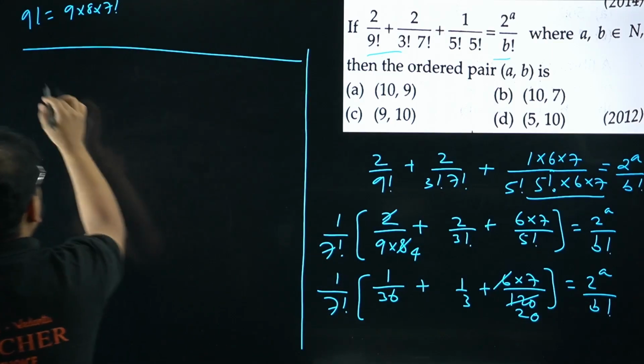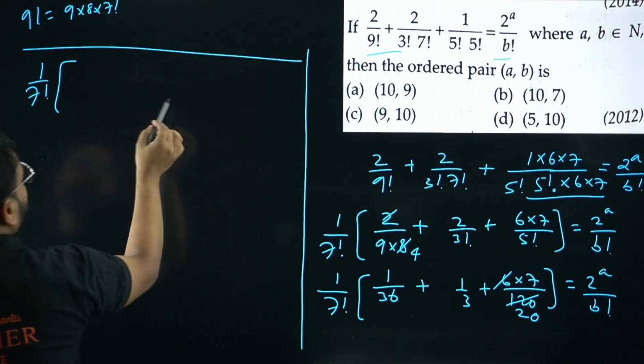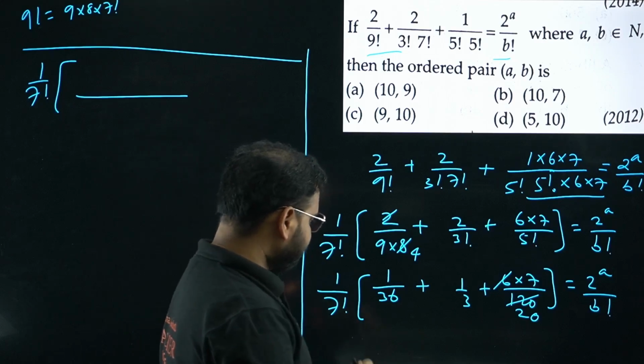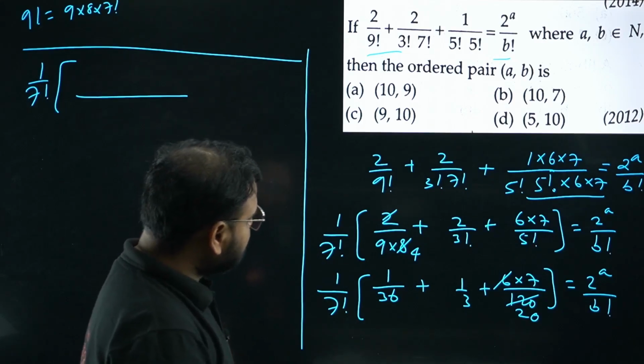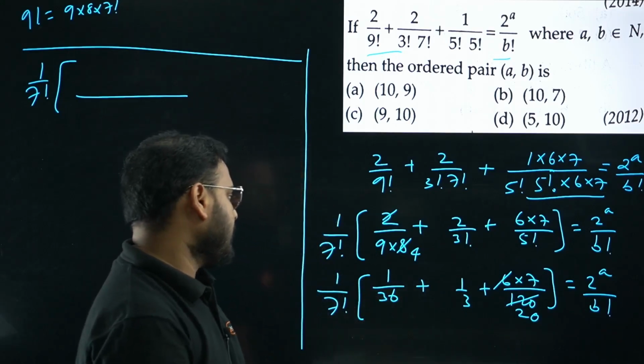So I'll write this as 1 by 7 factorial. And on this side I have, what is the LCM of all of this? Please check the LCM of all of this. I can write this as, okay, 180, right? 180 is right. Please check. 2 9s are 18, 5s are right. I think 180 looks good.